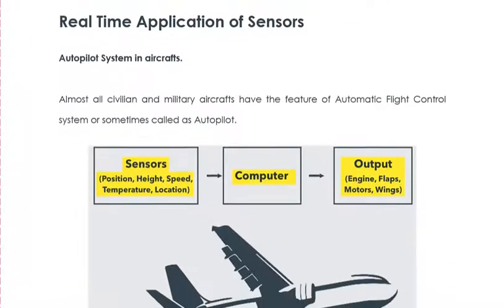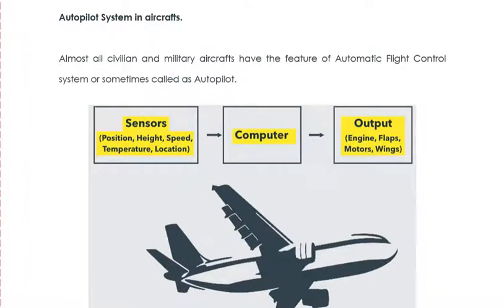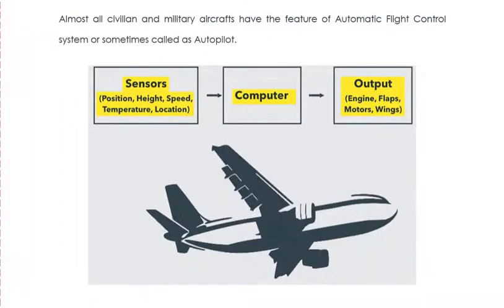A complex example of automation is the autopilot system in aircraft. Almost all civilian and military aircraft have the feature of an automatic flight control system, or what we call autopilot. Okay, if we look at this picture, we see in this diagram that you have your sensors, you have your computer, and it produces a certain output. The sensors measure a certain position, height, speed, temperature, and location.